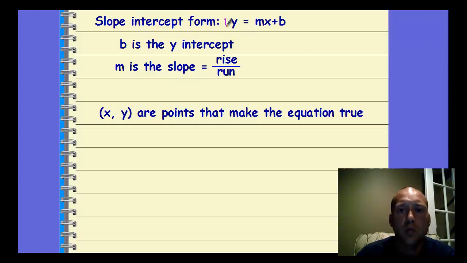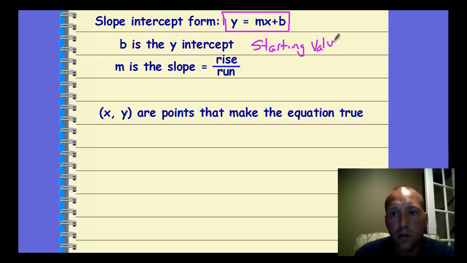Slope-intercept form is one of those equations that students graduate high school on just having memorized. We should all know this. y equals mx plus b. And this b is the y-intercept, also known as the starting value, because at the y-intercept, the x value is actually equal to 0. So when you put 0 in for x, you're finding the y-intercept, or the b value.